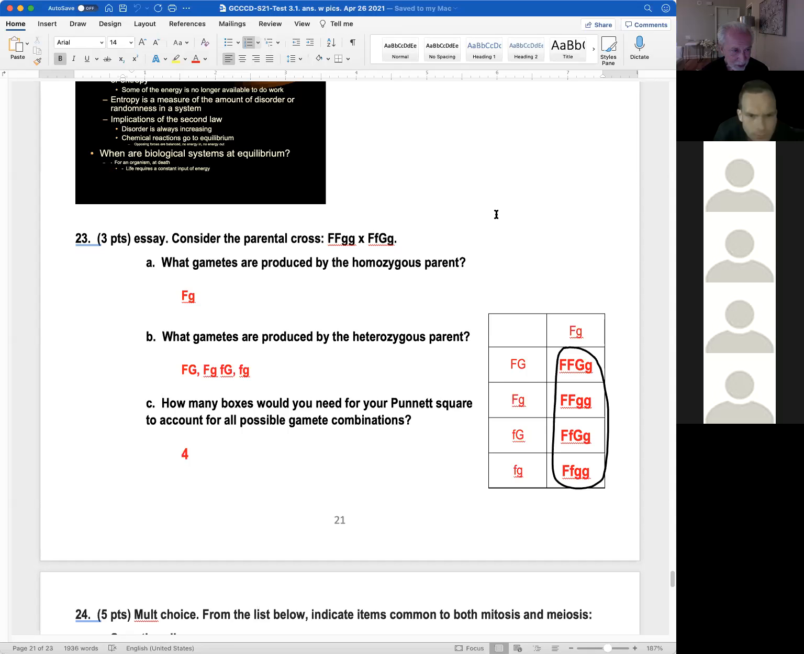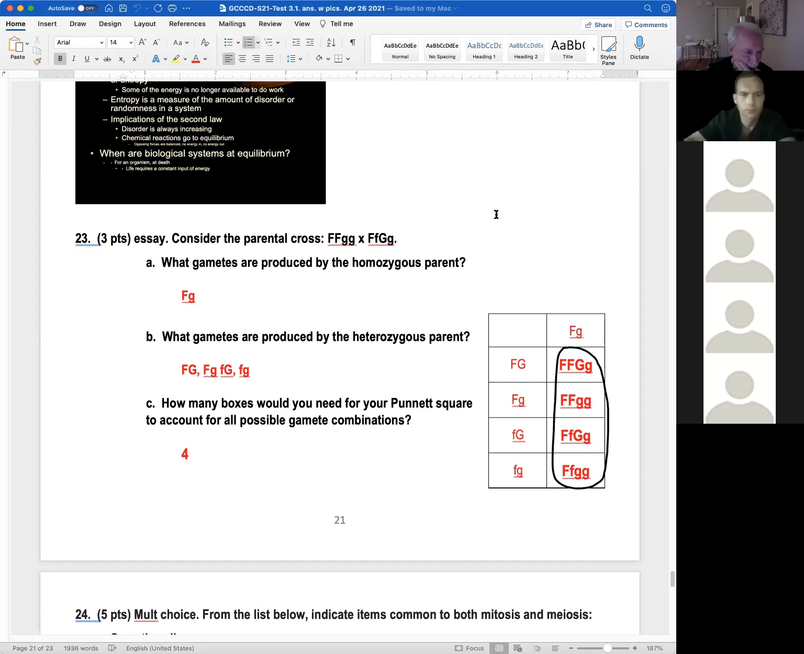So we have big F, little g crossed with big F, big G, little g. Now this question is only asking for gametes. What gametes are produced by the homozygous parent? Well, it only has big F's and little g's. So the only gametes it can produce are big F, little g.